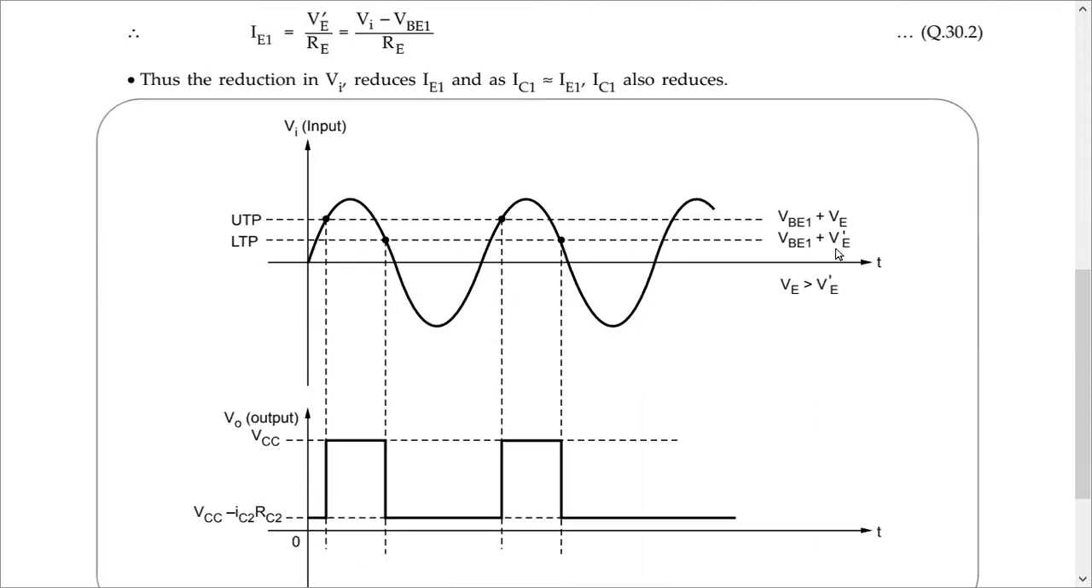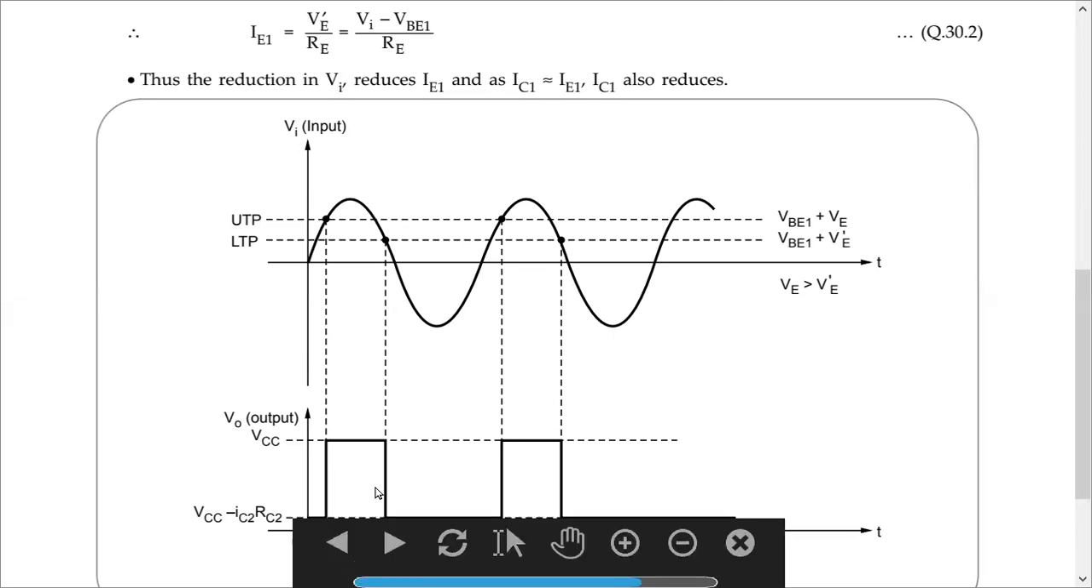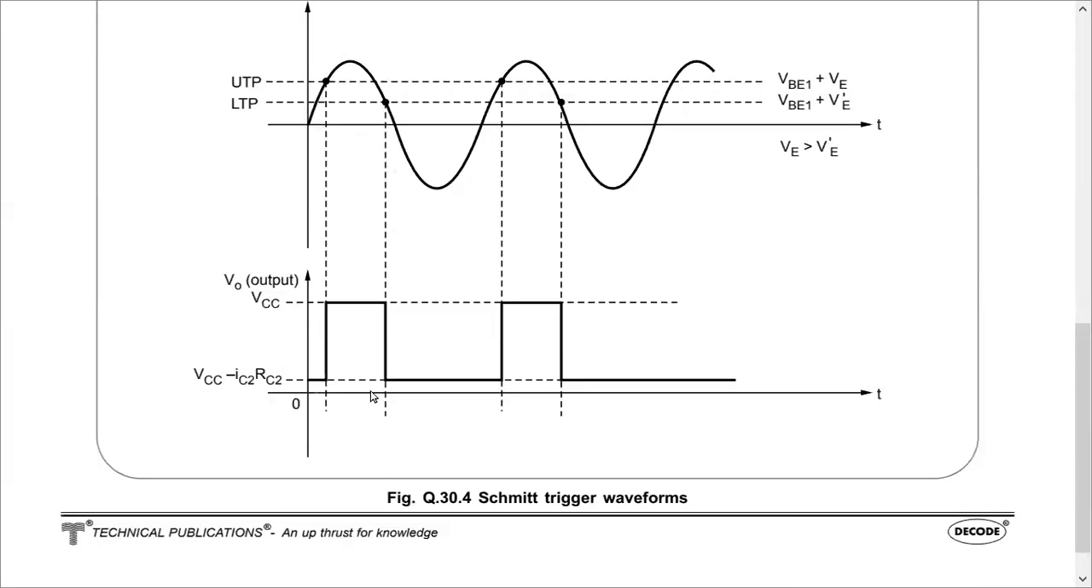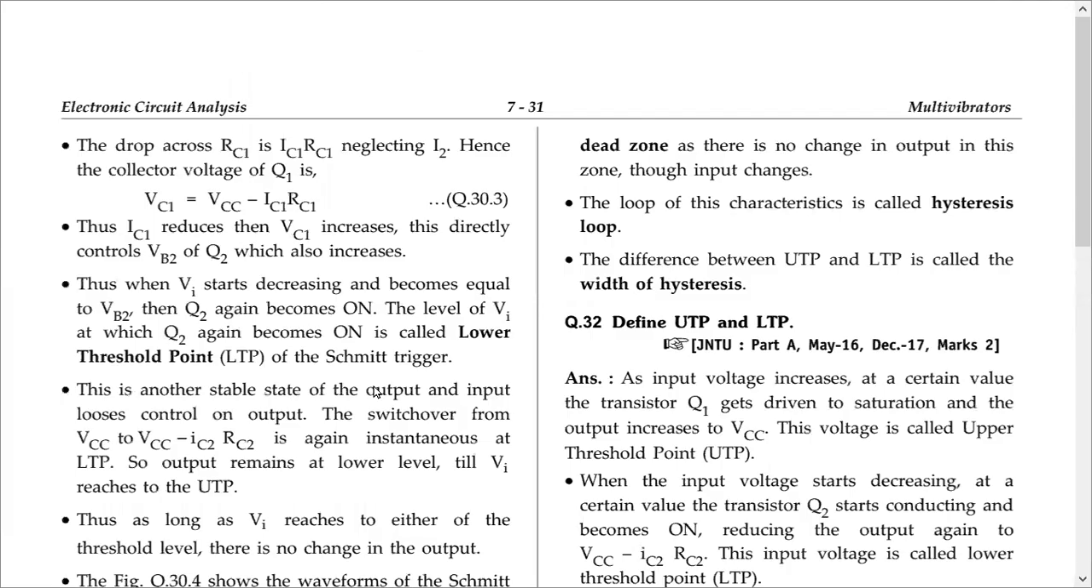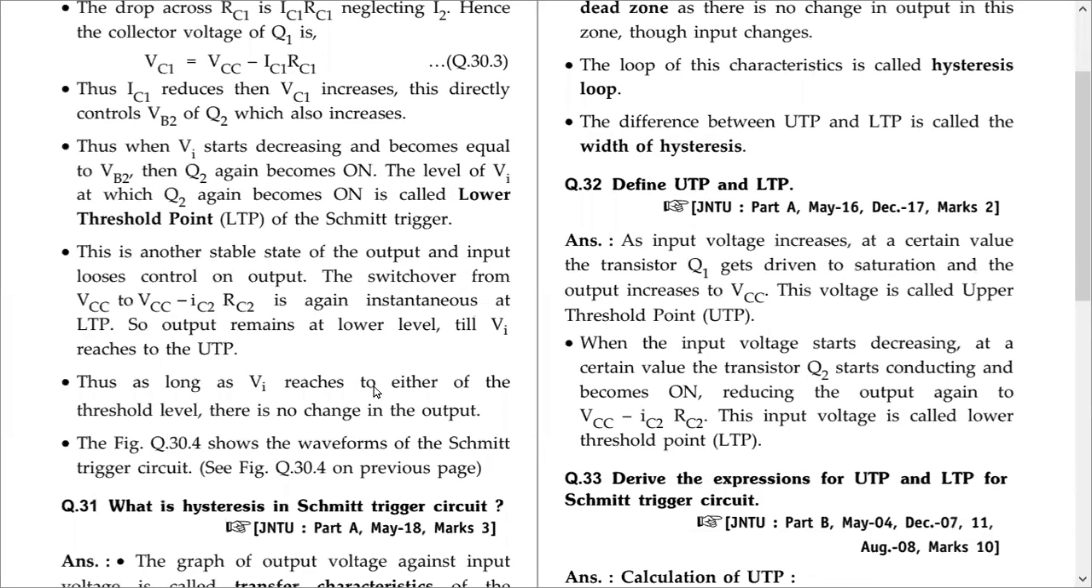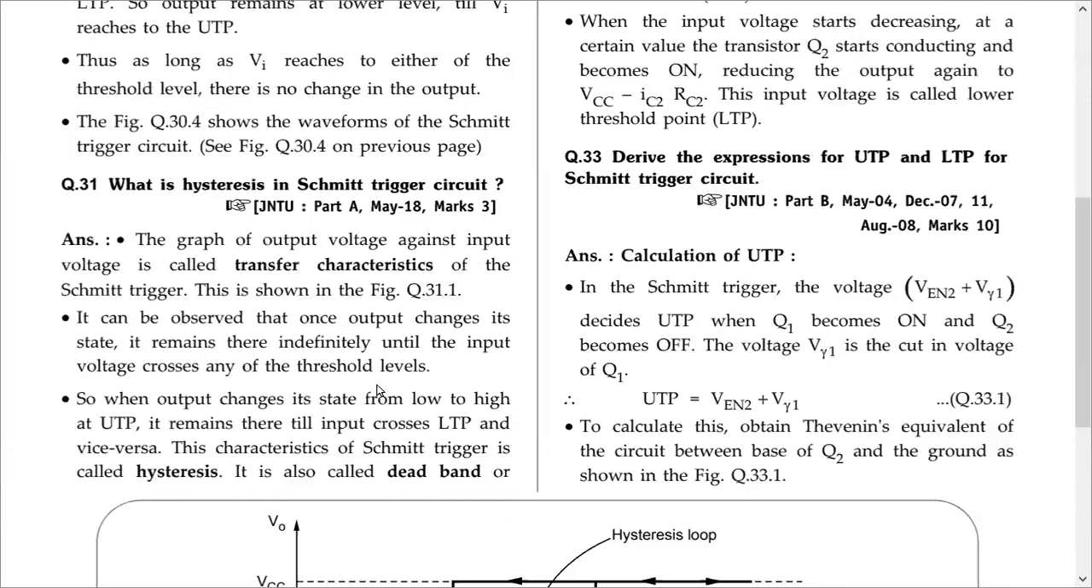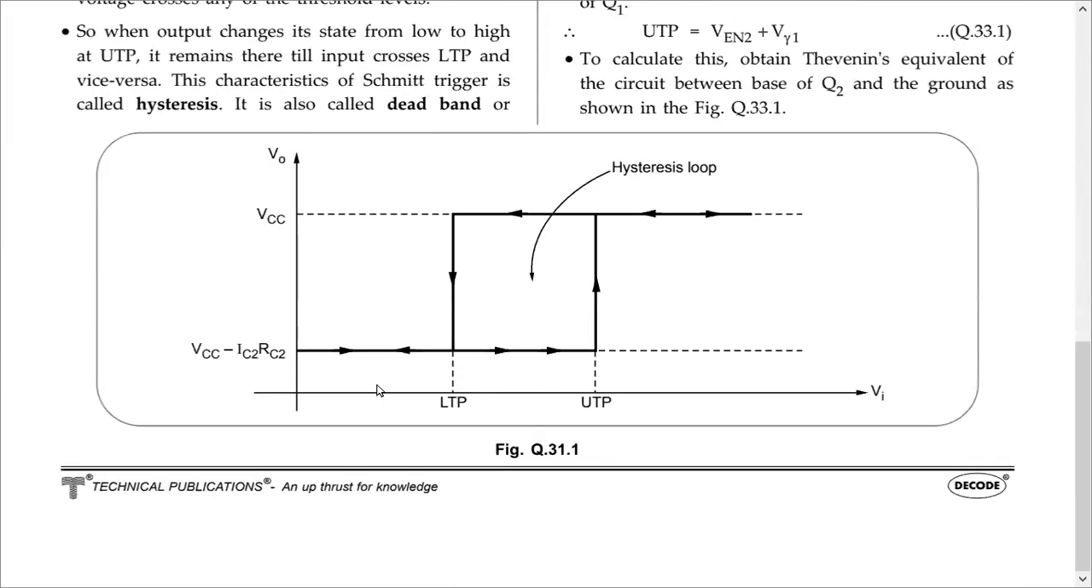And because of that, we are able to achieve this particular sine to square wave conversion. Okay, sine to square wave conversion. Then that was about this Schmitt trigger circuit.